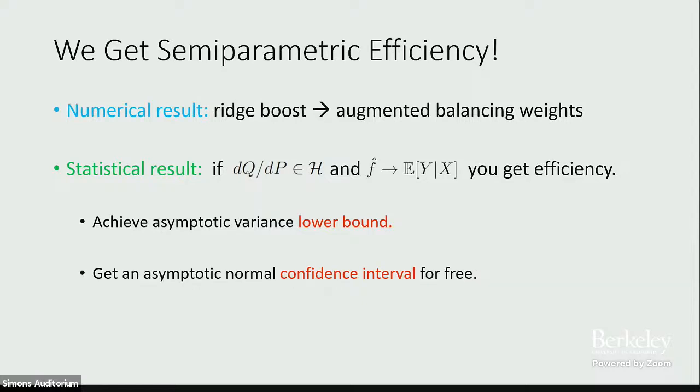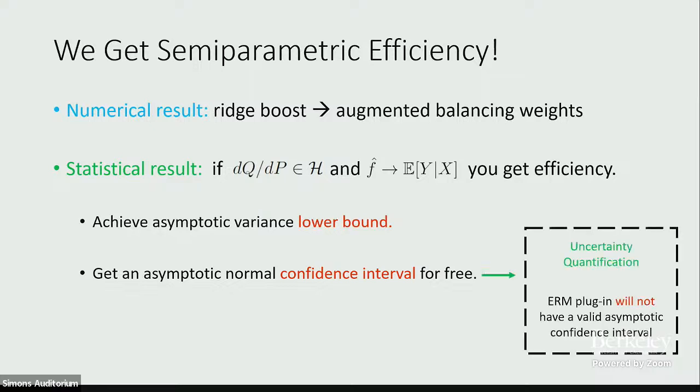This is one thing that I feel is a little bit underappreciated amongst computer scientists, but you get an asymptotic normal confidence interval, which is really nice. It means you do your plug-in estimator and you just calculate your standard errors and you get a nice uncertainty quantification estimate. And in particular, ERM plugins will not give you a valid asymptotic confidence interval. So this is the bonus.